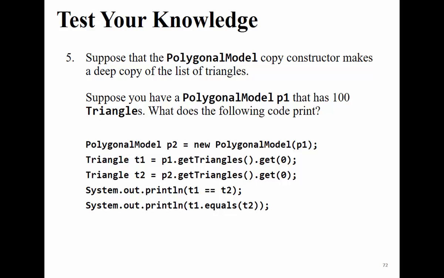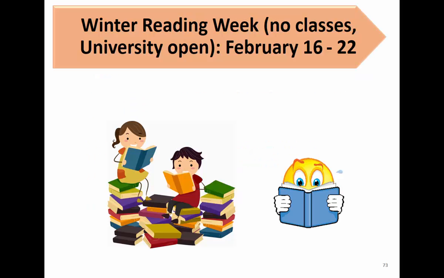False, true. Yes, because get(0) for P1 will return address 1000, and get(0) for P2 will return address 2000. Now when I say address 1000 is equal to 2000, that's not true, that means false. But if the state of this triangle is the same as this triangle, yes, because we are using the copy constructor. So we're going to have false, true.